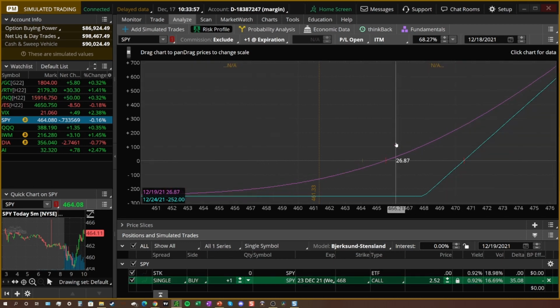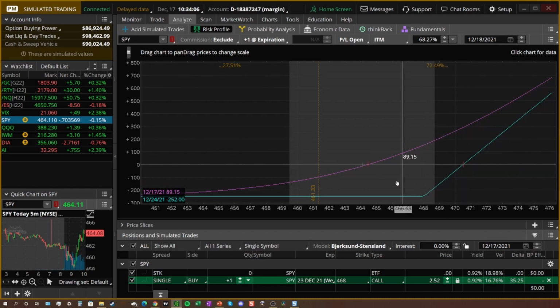So I can go forward a few days, and my break even is going up to 465.57. If I go back to today when I entered it, it was 464.47 or so. So you can really see how time and price will impact your option value here. Okay.